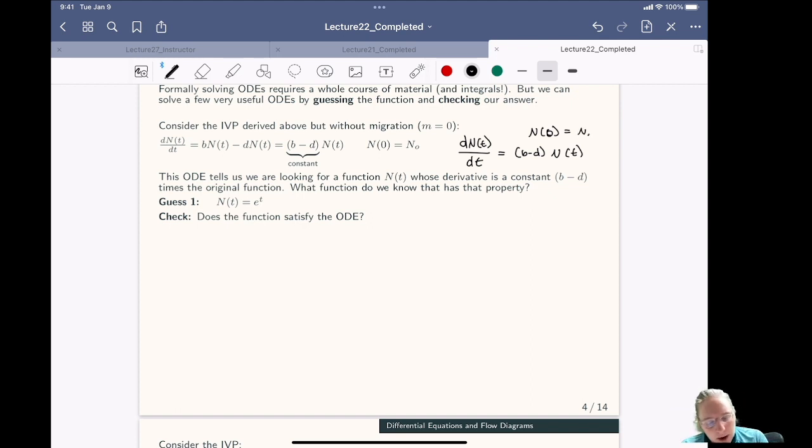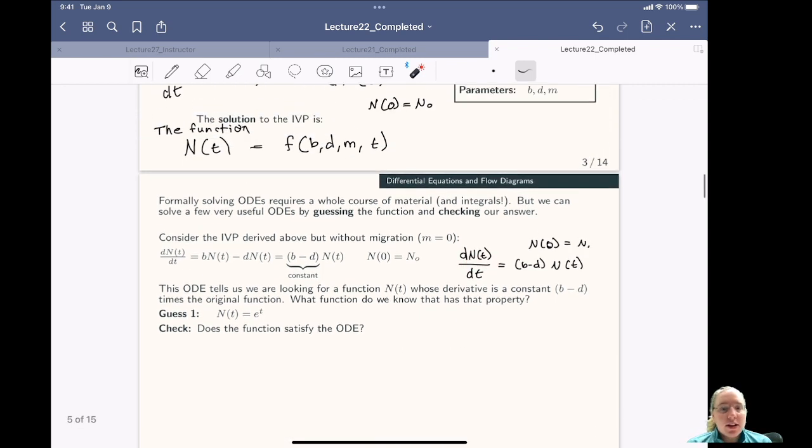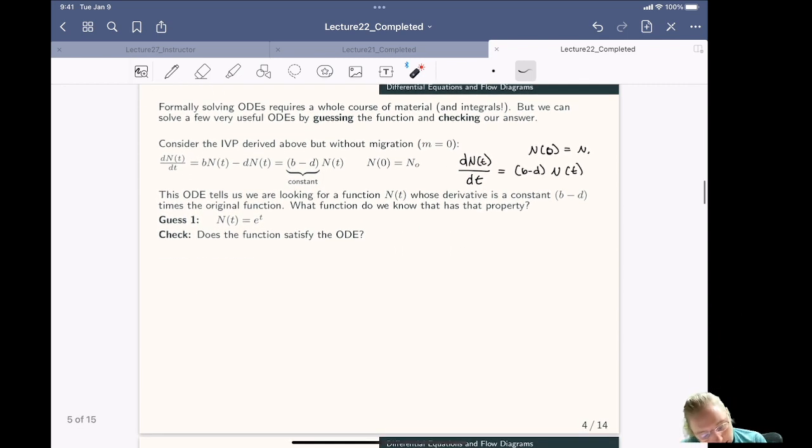If we want to find the solution to this, remember that the solution is the function N of t. And so we want to guess a function N of t such that if we take the derivative of N of t, we get out a constant times the original function. So we want to ask ourselves, what function do we know that has the property that if we take its derivative, it gives us back the function times a constant? Well, if we want to get back something in a derivative, e^t is a good guess. The derivative of e^t gives us e^t, so that would be a good guess. So let's guess that the function N of t is equal to e^t.